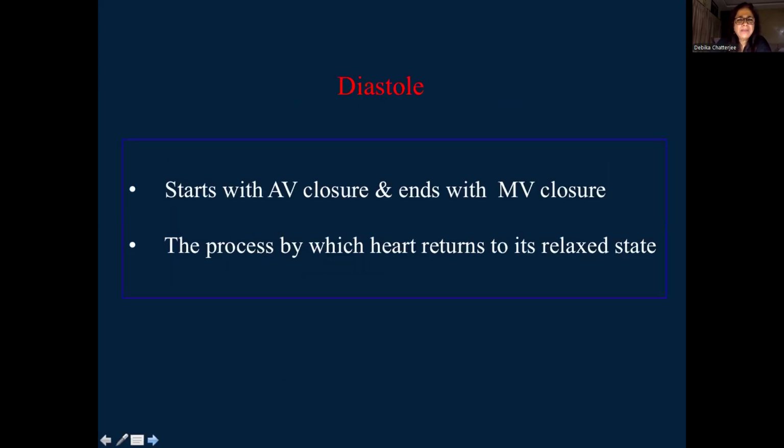Now let us recapitulate a bit of the physiology of diastole. As you know, diastole starts with aortic valve closure and ends with mitral valve closure. So this is the phase when the heart gets its filling, the ventricle gets its filling. So it's the process by which the heart returns to its relaxed state, relaxed state to get ready to receive the blood.